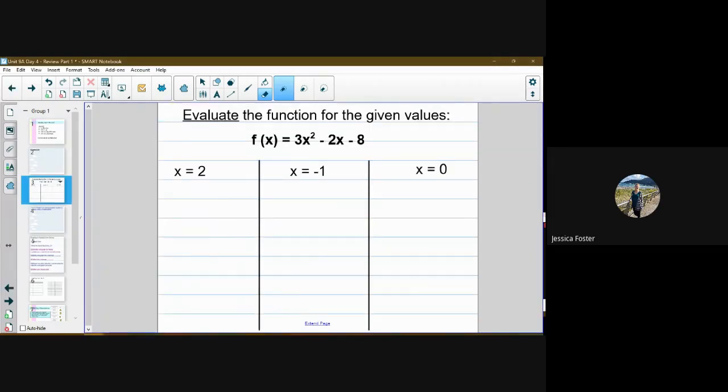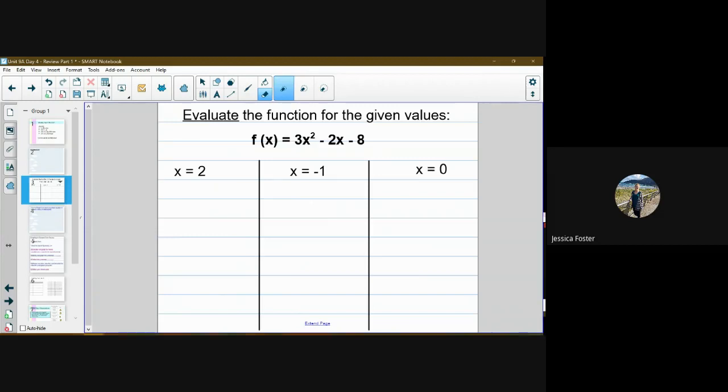form a lot of quadratic functions. And part of graphing in standard form is being able to evaluate functions and find points for a quadratic function. So that's what we're going to start with today. So all we're going to do is substitute different values of x into the given function.